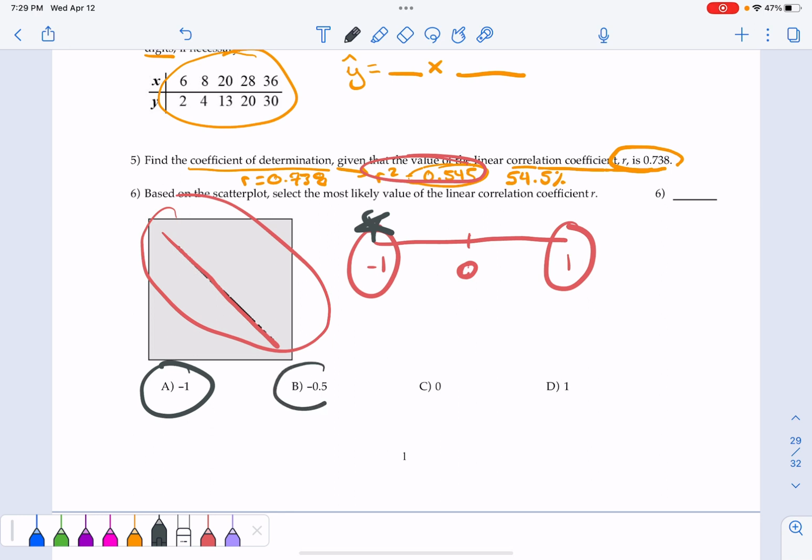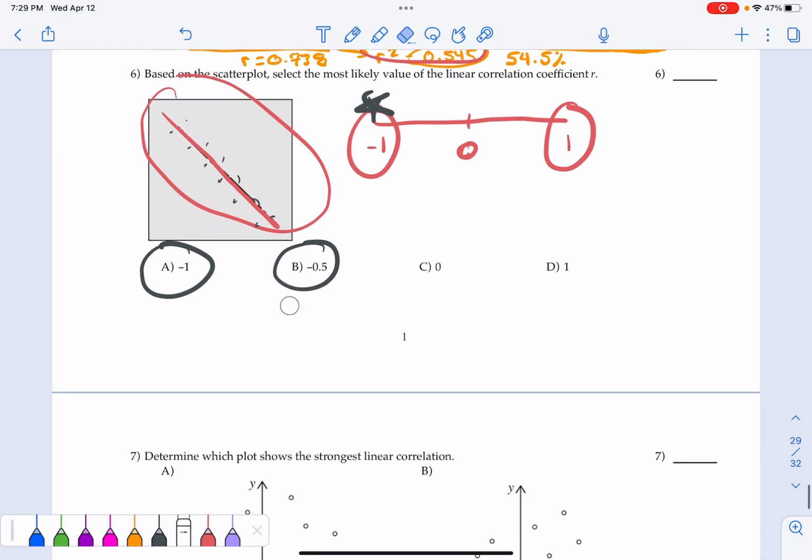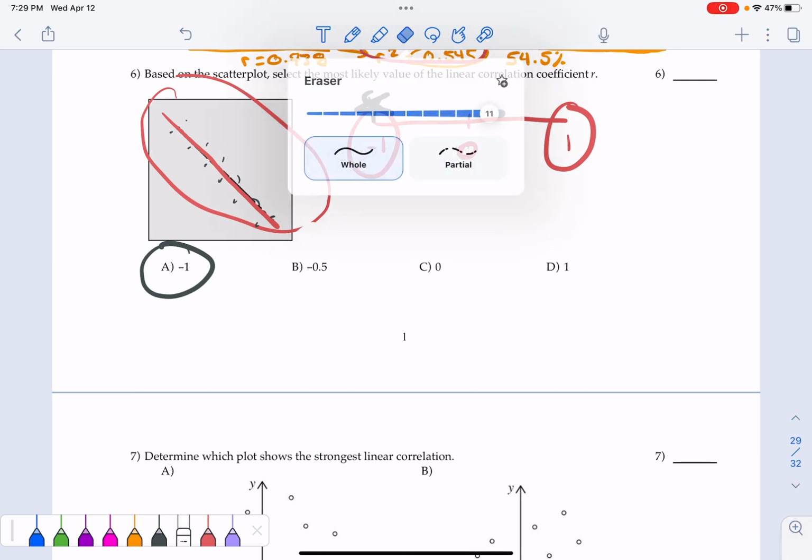It wouldn't be -0.5, because -0.5 is going to have some data points that are off the line. So it's not quite that. But those all look really perfect on that line. So I'm going to go with -1. Don't choose B, okay?